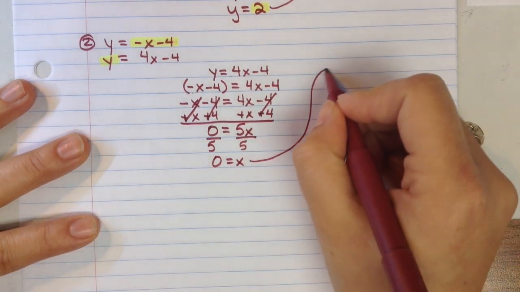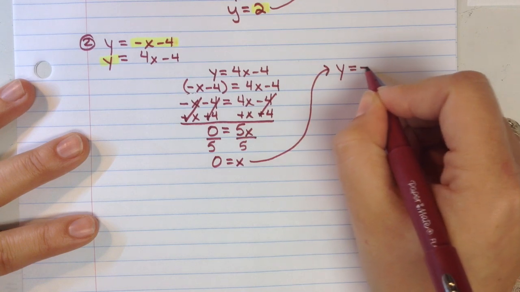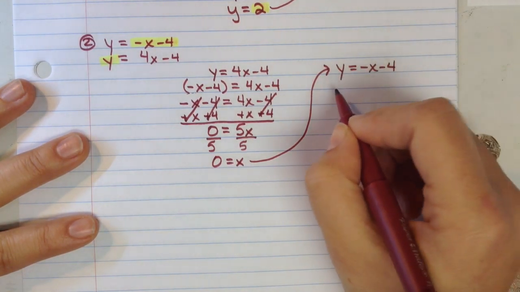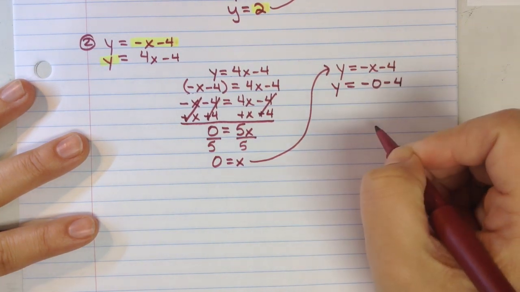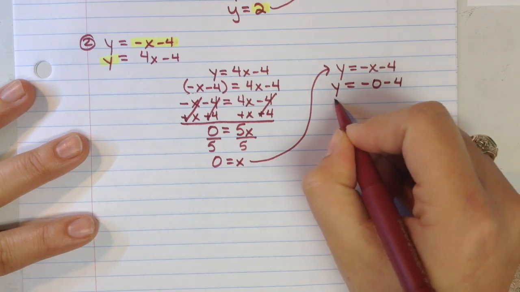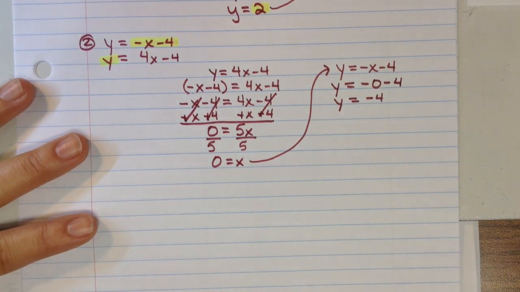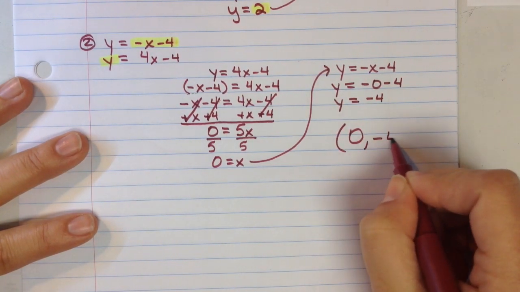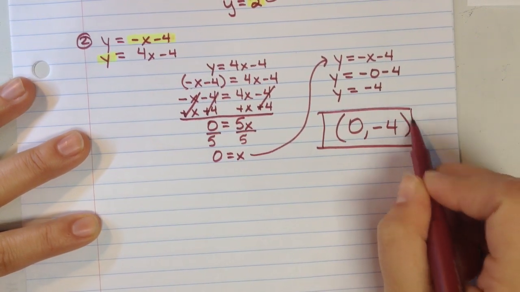We still need to plug this into the other expression, y equals negative x minus 4. You plug it in for x. This is y equals negative 0 minus 4. There's no such thing as negative 0. So really, y is negative 4. Which means that these two lines would cross on a graph at the point 0, negative 4.